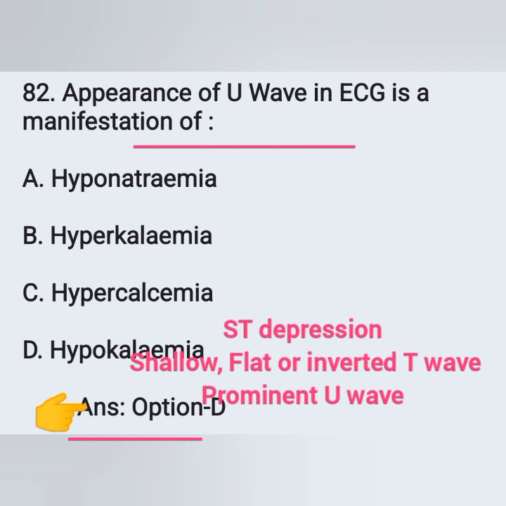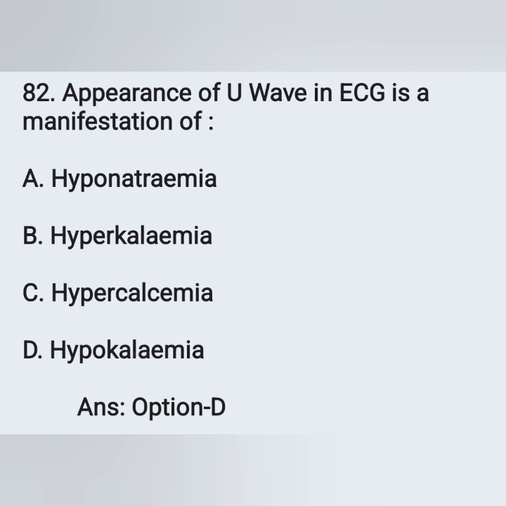Hypokalemia means decreased serum potassium level. Normal serum potassium level is 3.5 to 5.1 milliequivalent per liter. So in case of hypokalemia, the serum potassium level is below 3.5 milliequivalent per liter. And the ECG changes in hypokalemia include ST depression, shallow, flat or inverted T wave, and prominent U wave are the features of hypokalemia. Move on to the next question.